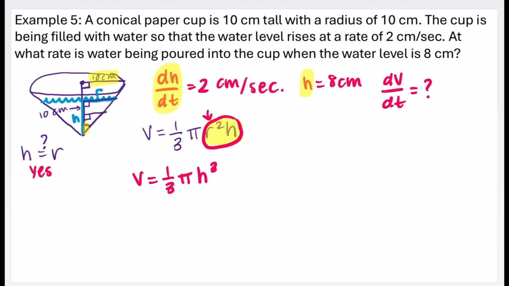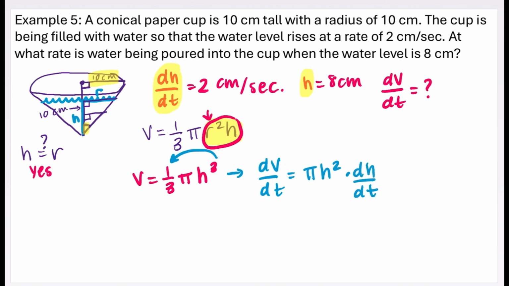So now my formula is all about h's because I was able to show that relationship between r and h and prove that they were equal to each other. So now I'm going to take the derivative of this formula. So dV/dt, which is what I'm trying to find, equals 3 times 1/3, which is 1, pi h squared times dh/dt.